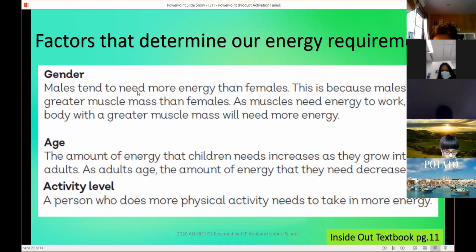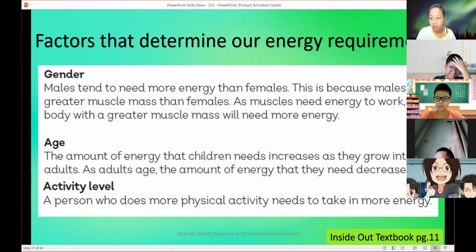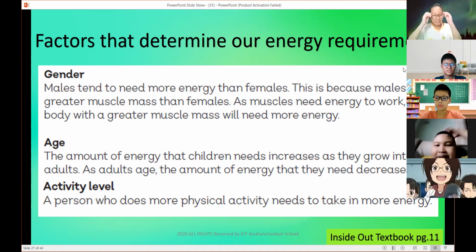And here are the three factors that determine our energy requirement. First is gender. It means males or boys tend to need more energy than females. So do not worry if you notice that Jirayu is eating a lot of food, but he is not getting fatter. And Natchanan will say, I eat the same amount of food that Jirayu is eating, but I become fat.